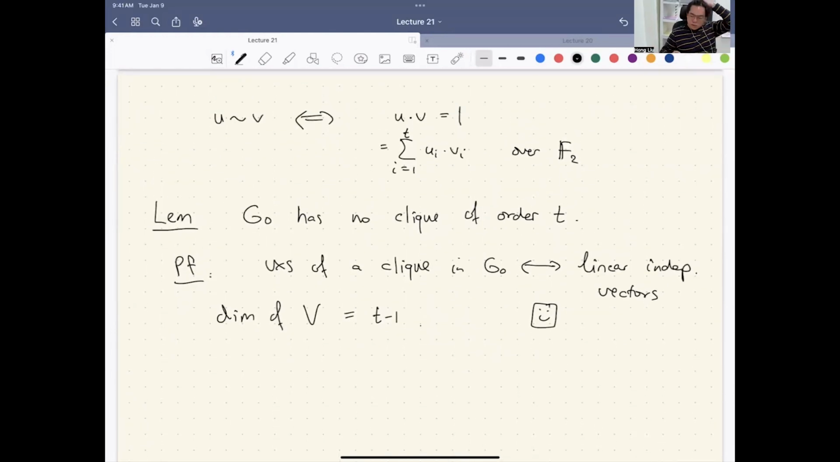There's another lemma. I will not prove it, but for you to read: this graph G_0 has at most 2 to the 5t squared over 8 plus little o of t squared independent sets of size t. There are not so many of them.